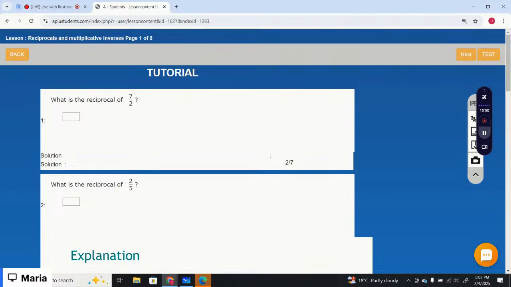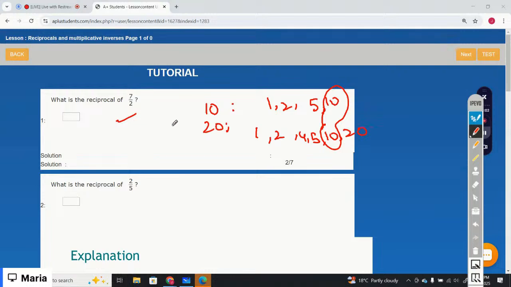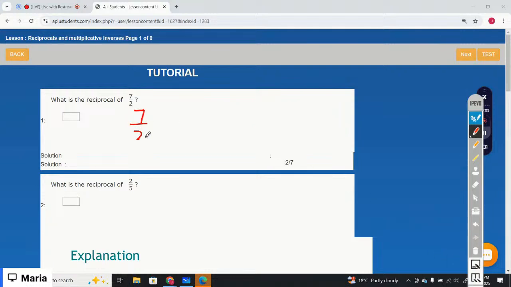When we have to find the reciprocal, we simply switch the numerator and denominator. So the fraction is 7 over 2. The reciprocal is 2 over 7. You just have to switch the numerator and denominator. Let's just start with the test questions.